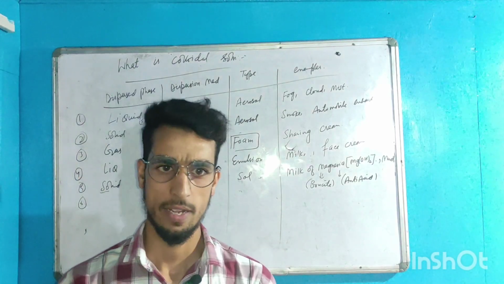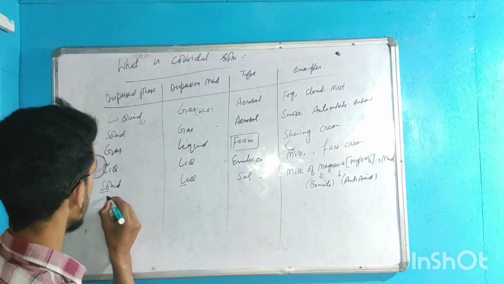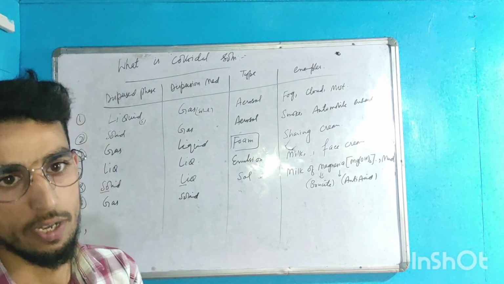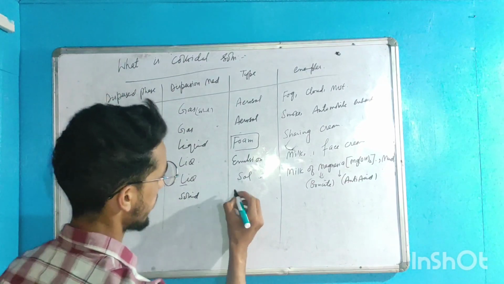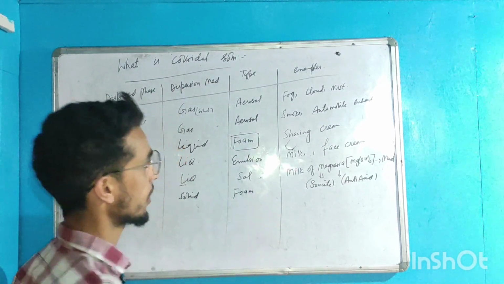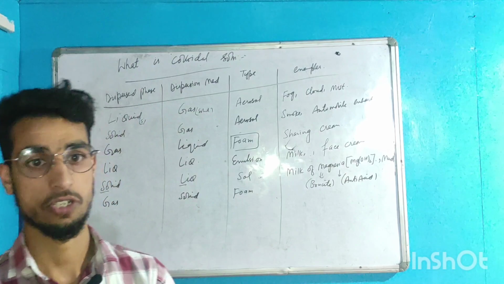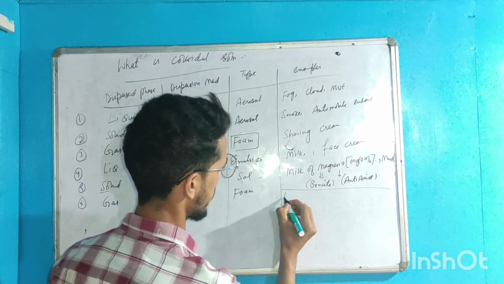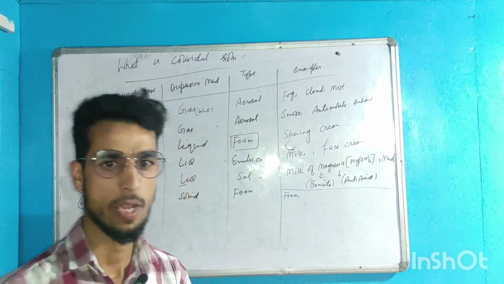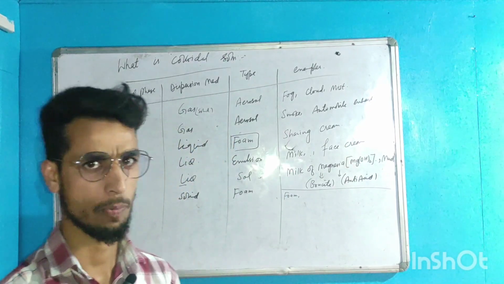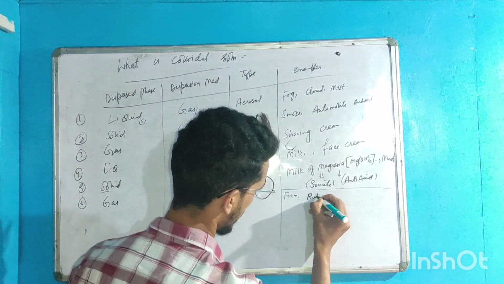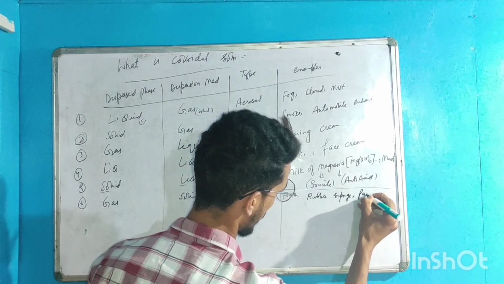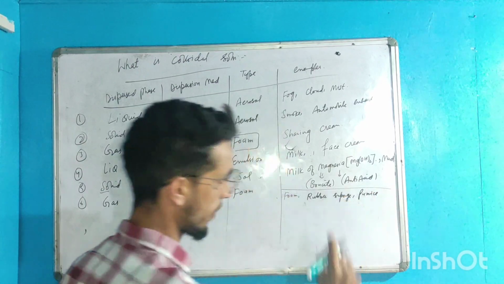Now, we have another example, gas in solid. Sometimes gas will be dissolved in solid. Its example is foam. It is a type of foam, when gas is dissolved in solid. The best example is foam itself. Another example is rubber, sponge, or pumice, P-U-M-I-C, pumice.